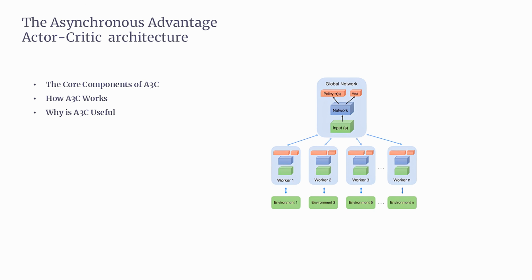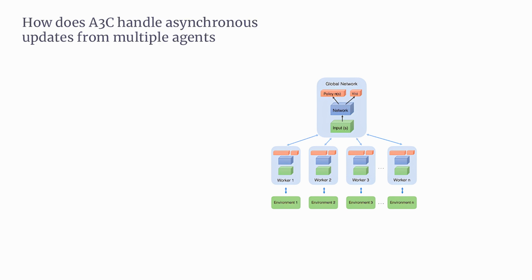In summary, by using these ideas, A3C has significantly improved how reinforcement learning agents learn and make decisions. A3C is designed to make reinforcement learning more efficient by using multiple agents that learn in parallel. Instead of having a single agent interact with the environment, A3C allows several agents to run independently, each collecting its own experiences. These agents then update a shared global network at different times, which speeds up learning and improves exploration. Let's go step by step to understand how this works.